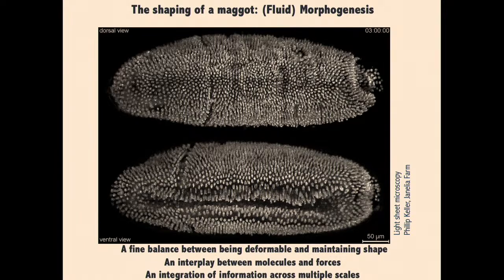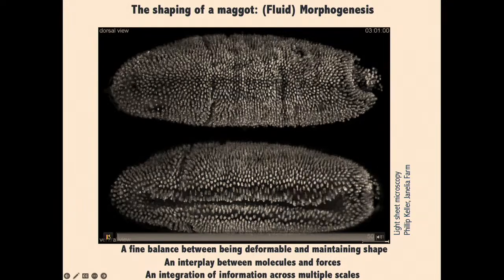I didn't make this movie, it was made by Philip Keller at Janelia Farm, using a microscope that allows you to see the dorsal side, which is like the back of the embryo or larva, and the ventral side, which is the front of the larva, at the same time. And when I play this movie, what I want you to appreciate is how much of a change in shape of the whole embryo there is.